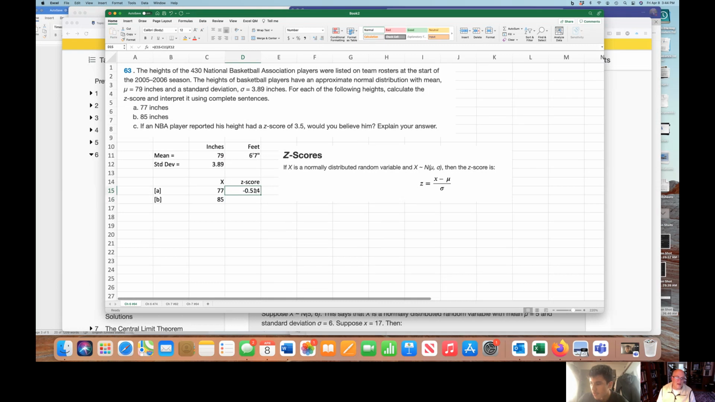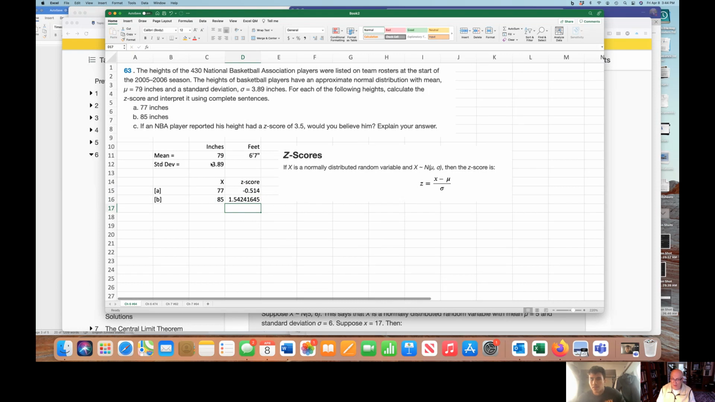Okay. Do I have to do it again? I could just calculate the same thing. Equals that. Well, in fact, let's make it simple. Let's put parentheses. That minus 79 divided by the standard deviation.